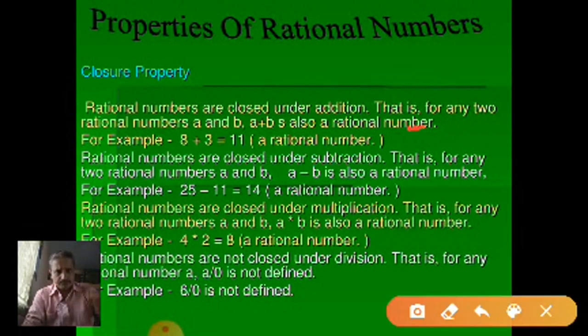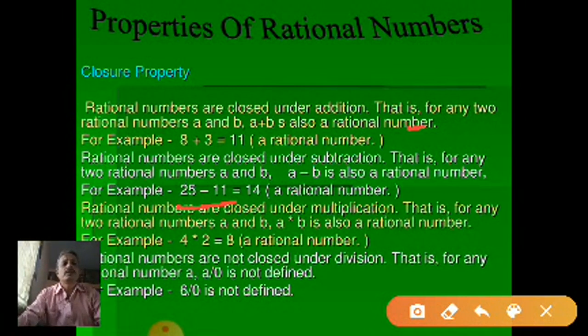Clear? Next, rational numbers are closed under subtraction. For example, 25 minus 11. It will give the answer 14. 14 is also a rational number. So don't be confused, student. 14 is an integer, but an integer lies under the rational numbers.